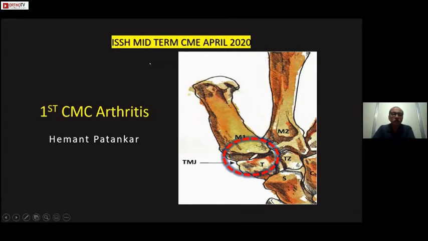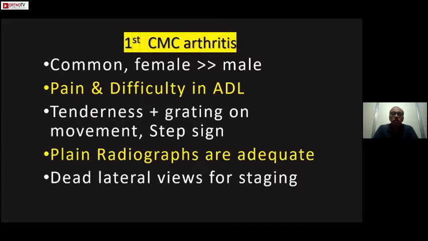I'm speaking on the CMC joint arthritis of the thumb. It is one of the commonest degenerative arthritis in the hand, and probably one of the four commonest causes of radial sided pain in the hand. Its incidence is more common in females, and generally there is pain and difficulty in activities of daily living.